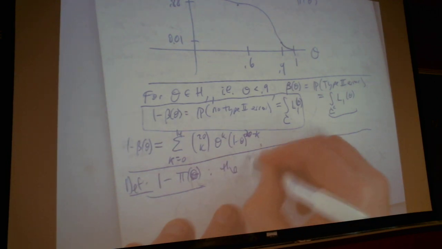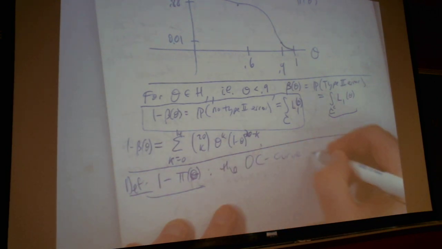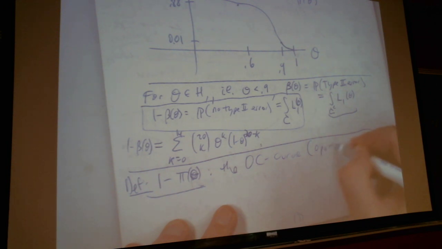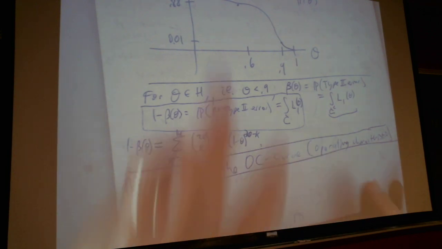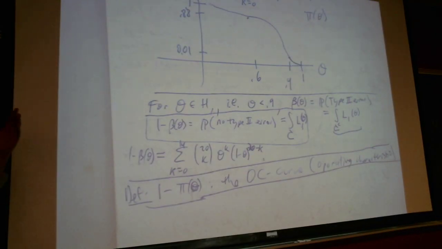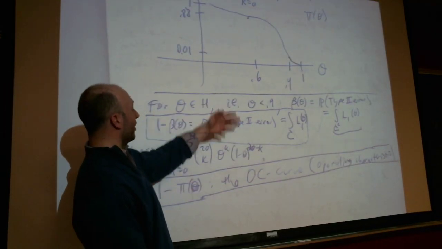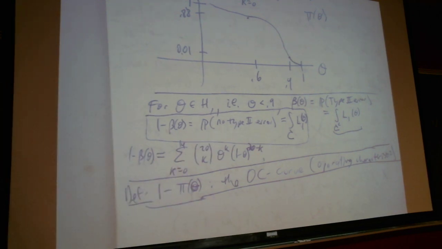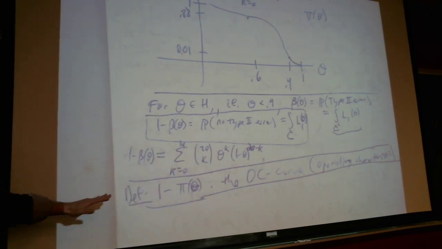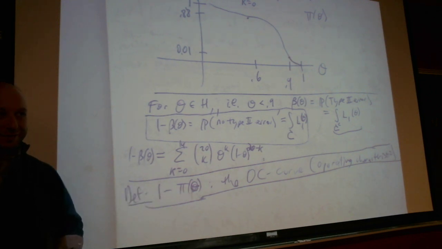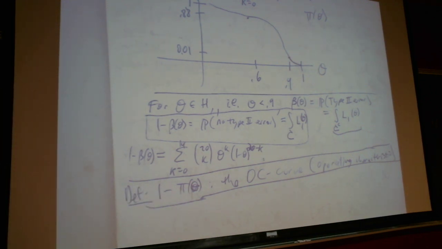The OC curve, which is operating characteristic, or operation characteristic function, that's what OC stands for, is just 1 minus this curve. In some industries, they use the OC curve. In some industries, they use the power function. This is just for you to know. I'll never test you on this definition. Okay?